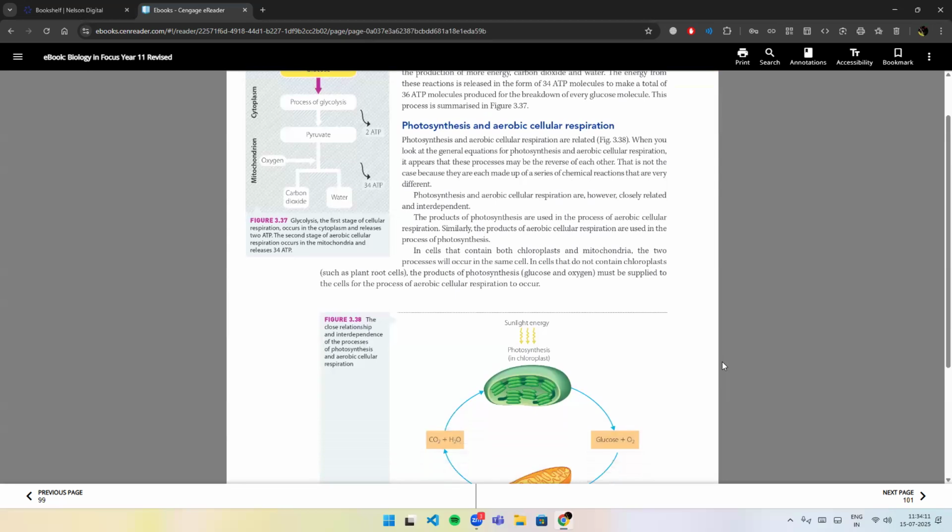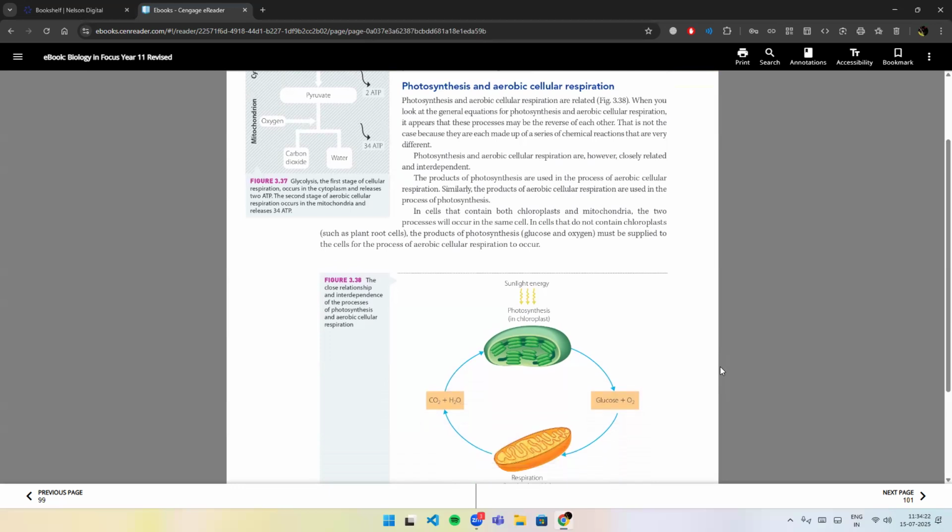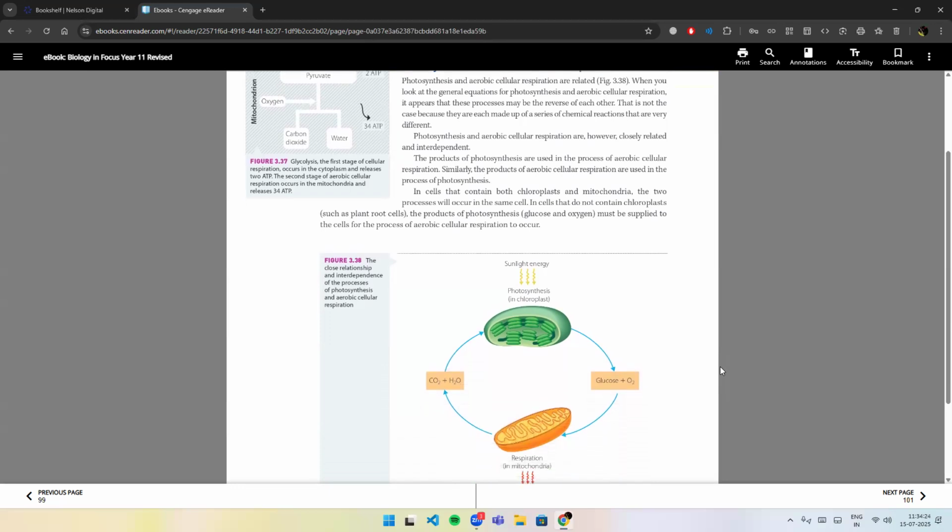Photosynthesis and aerobic cellular respiration. Photosynthesis and aerobic cellular respiration are related. When you look at the equations for photosynthesis and aerobic cellular respiration, it appears that these processes may be the reverse of each other. That is not the case because they are each made up of a series of chemical reactions that are very different. Photosynthesis and aerobic cellular respiration are, however, closely related and interdependent.